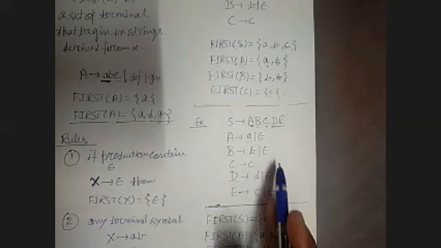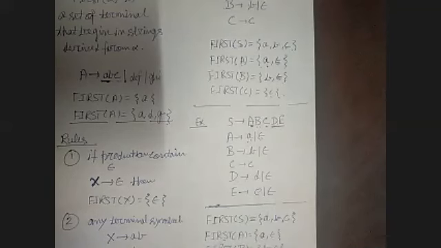First of C is done, now which productions are left? D. So first of D is the terminal symbol d and epsilon, and first of E is e and epsilon. Okay, is it visible? Clear?